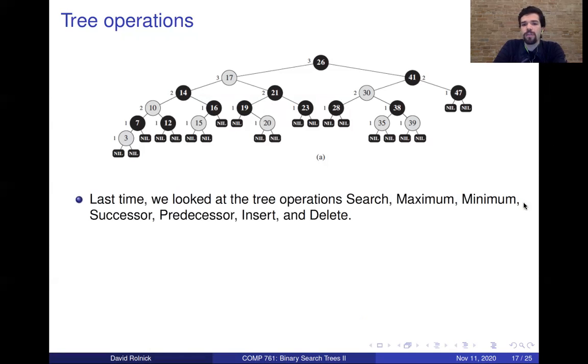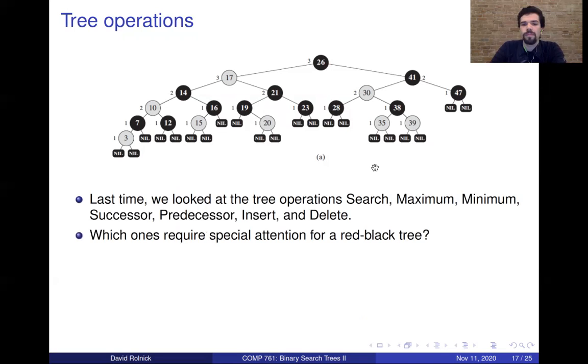which means that operations are nice. Last time we looked at various operations: search, maximum, minimum, successor, predecessor, insert, and delete. Which ones require special attention for a red-black tree? Which ones just work normally? Some of them require special attention, some of them work normally. Which ones require special attention? We need to modify the rules.